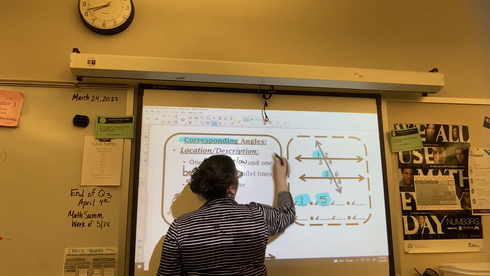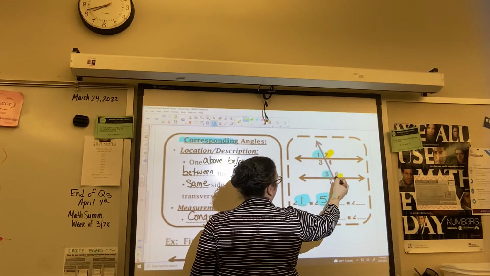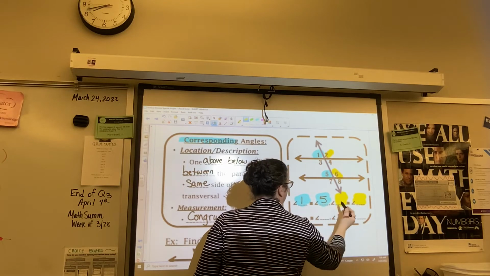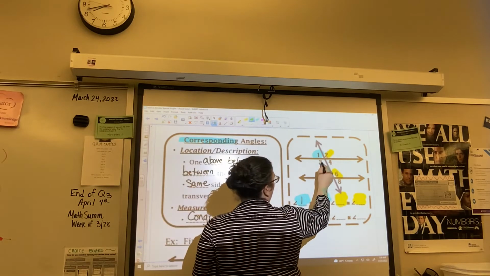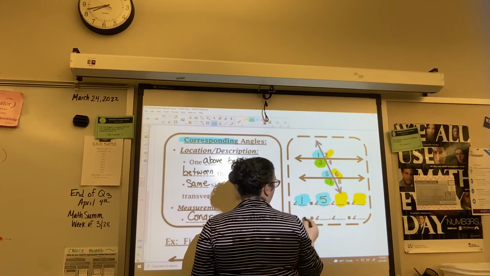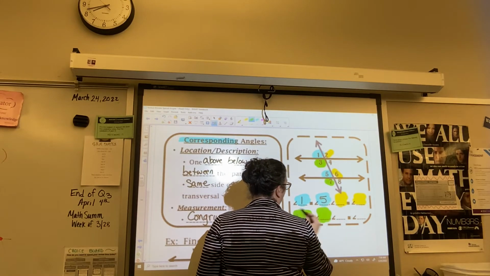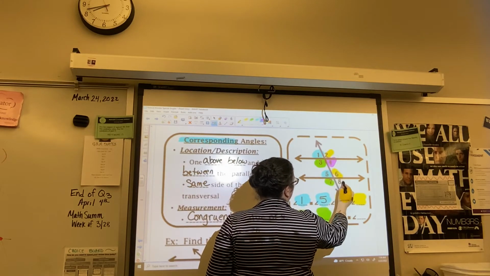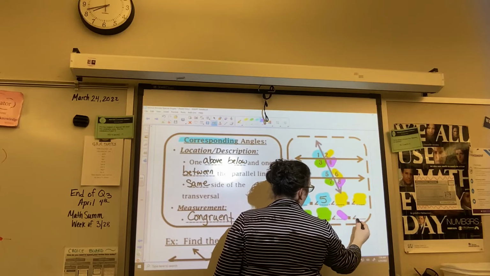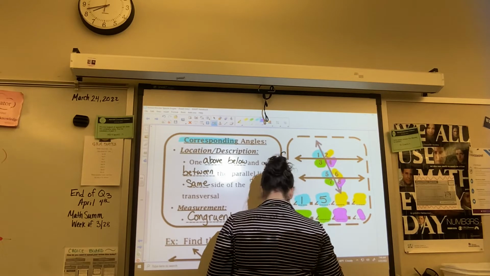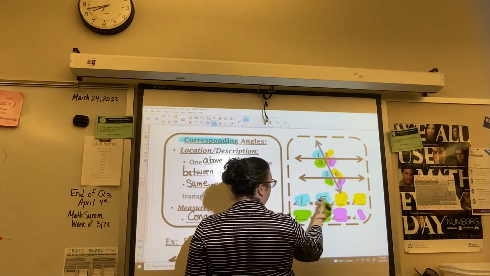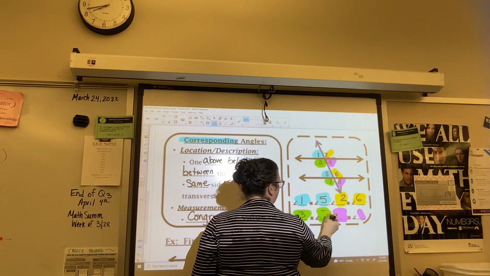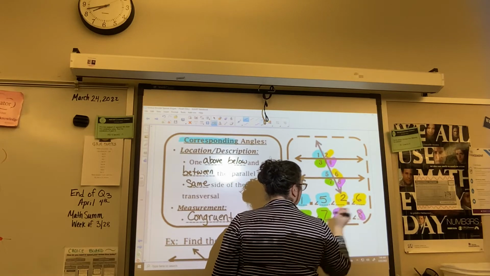I also have angle 2, when I slide it down, will land on top of angle 6. So those are also congruent to each other. I have angle 3 will land on top of angle 7. So those are also congruent to each other. And I have angle 4 will land on top of angle 8. So those are also congruent to each other. So 1 is congruent to 5, 2 is congruent to 6, 3 is congruent to 7, and 4 is congruent to 8.